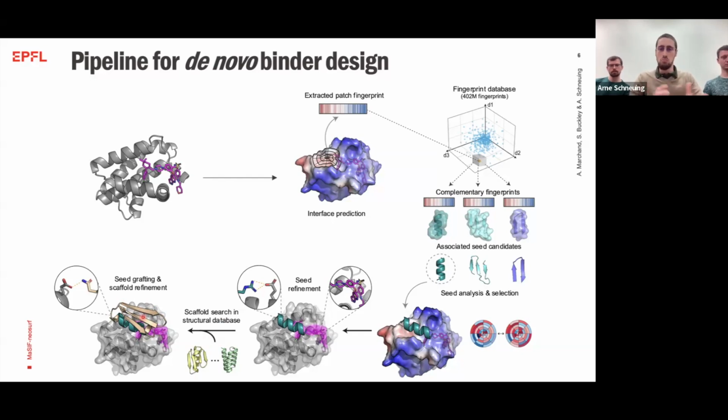And then we select more or less 2,000 designs that will be tested in yeast display, as I will mention in a few slides. So that's the overall computational design pipeline that will then be tested experimentally in the lab.